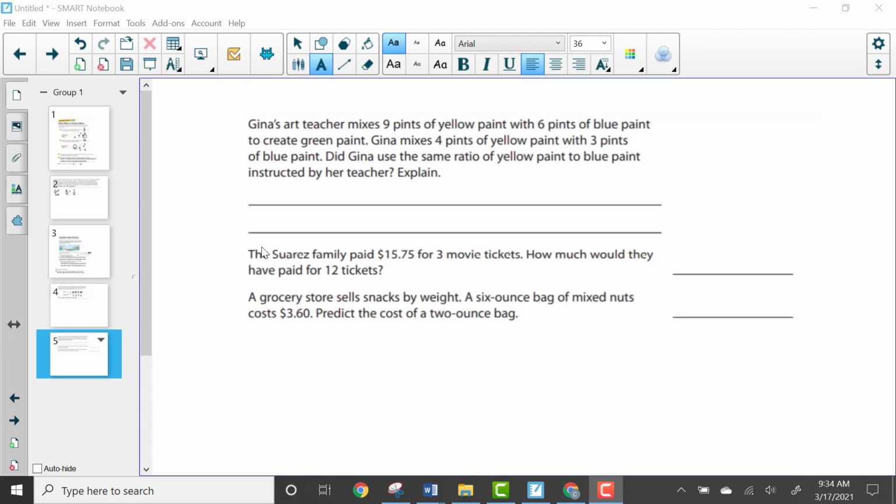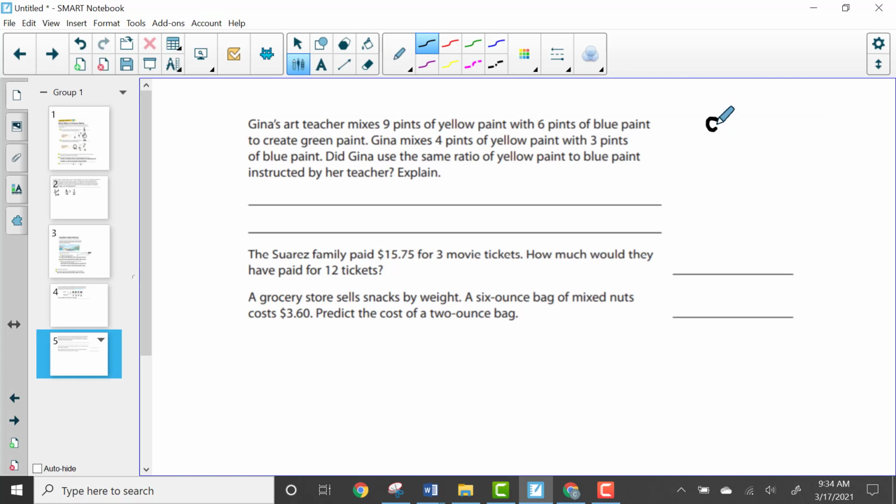So let's take a look at these 3 problems to wrap up the video. It says Gina's art teacher mixes 9 pints of yellow paint with 6 pints of blue paint. So we can see the ratio for this is 9 to 6. And we see that Gina mixes 4 pints of yellow paint with 3 pints of blue paint. Did Gina use the same ratio of yellow paint to blue paint instructed by her teacher?